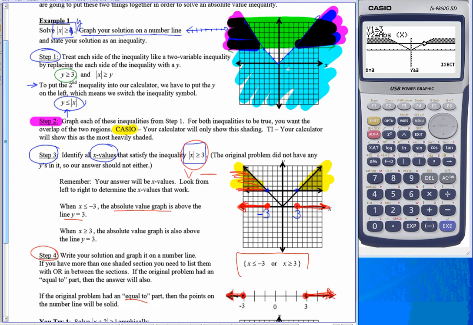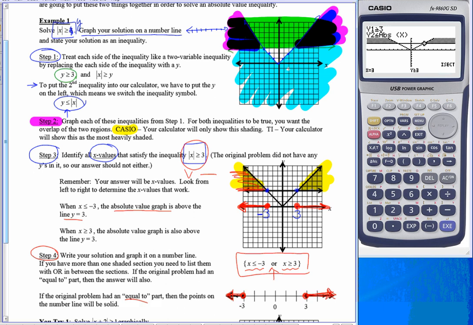Writing this as an inequality, I had x is less than or equal to negative 3. If my original problem had the equal to in it, then I needed to keep an equal to as well. And I had over here on the right, x is greater than or equal to 3. In between those two, I need to write an or.